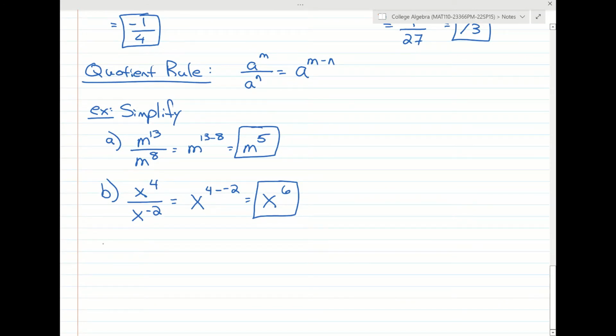And we'll just do one more example like this. If we had 5 to the negative 8th divided by 5 to the negative 6th, what we would do is we would just say 5 to the negative 8 minus negative 6. Negative 8 plus 6 is negative 2nd. And then we would just write 1 over 5 to the 2nd, or just 1 over 25.